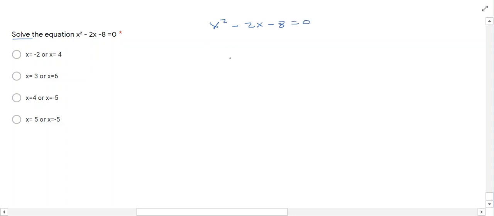So what we're trying to do is factorize this first, and then once we have the factors we can get the roots and solve for x. So we open up our brackets like so, and we focus on getting the factors for x squared and the factors for minus 8. The factors for x squared are x multiplied by x, and minus x multiplied by minus x. So x by x gives us x squared, and minus x by minus x gives us x squared as well.